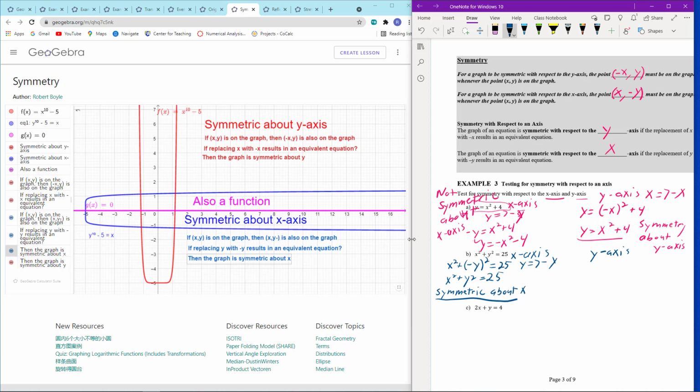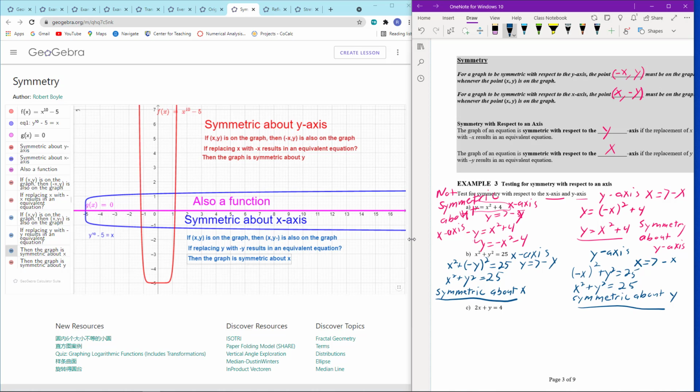What about the y-axis? Well, we are going to replace x with negative x, sorry about that near Freudian slip, and do the exact same thing. We will have negative x, the entire quantity squared, plus y squared is equal to 25. Evaluating this, we have x squared plus y squared is equal to 25. So it's symmetric about y.